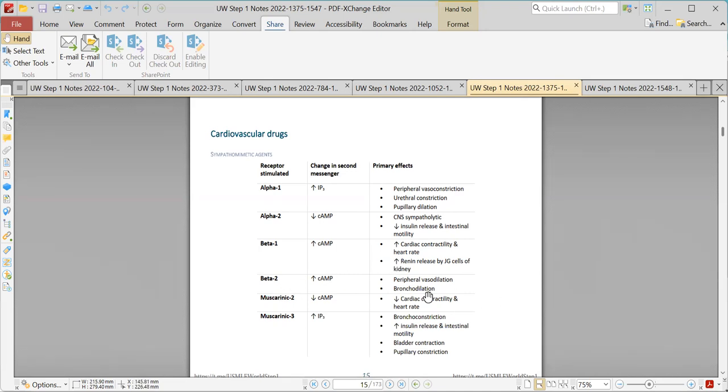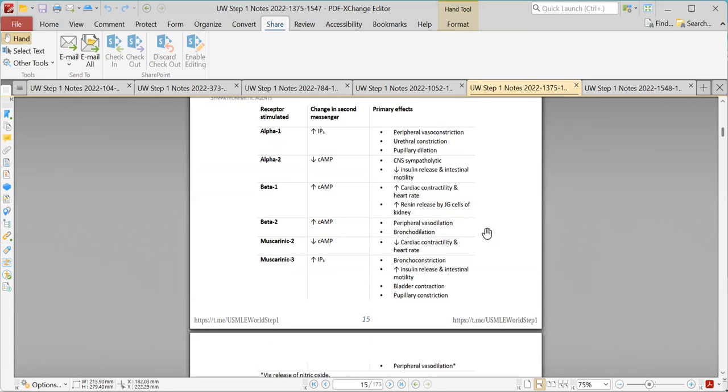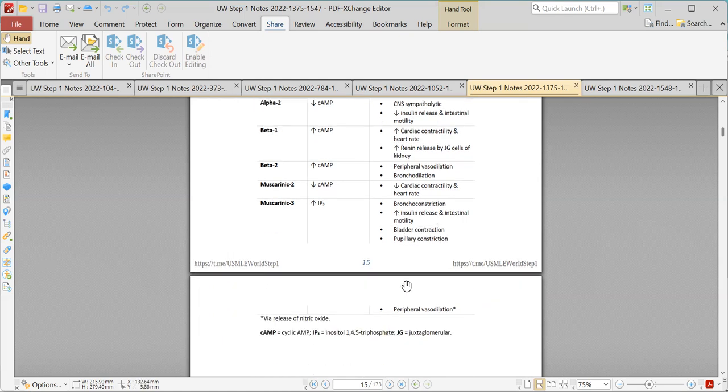Beta 2 is for the lungs. It's specific for the lungs. Okay. And muscarinic 2: a decrease in cyclic AMP decreases the cardiac contractility. Its example is nitroglycerin. No, nitroglycerin increases the cyclic AMP, which improves the heart's contractility. So it blocks the muscarinic 2 receptors. Muscarinic 3 is IP3, and causes bronchoconstriction, pulmonary contraction, and pupillary constriction.